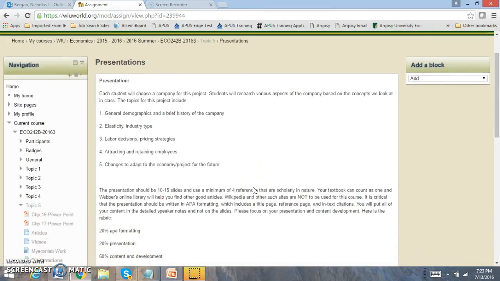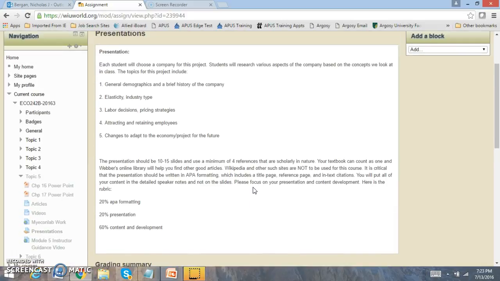Okay, so what you're going to look at, you're going to focus on a company. You're going to research the aspects of the company. You're going to look at elasticity, labor decisions, retention of new employees, adaptation to the economy, the future, and how the company needs to exist. Do not spend a lot of time on demographics and history. That's where a lot of people get confused. Spend more time on the use of economic terms in your analysis.